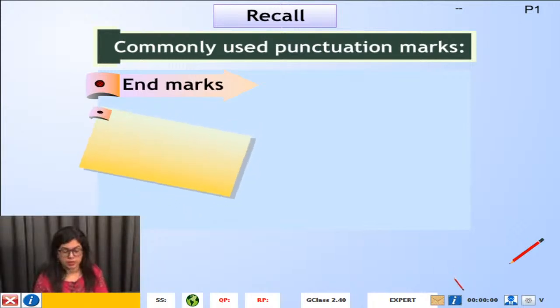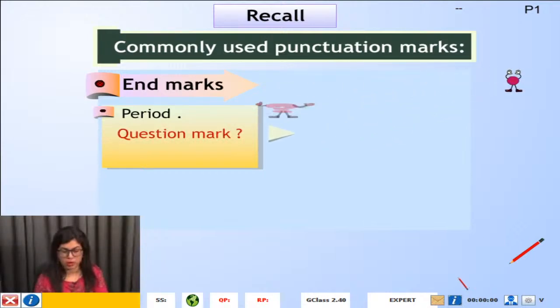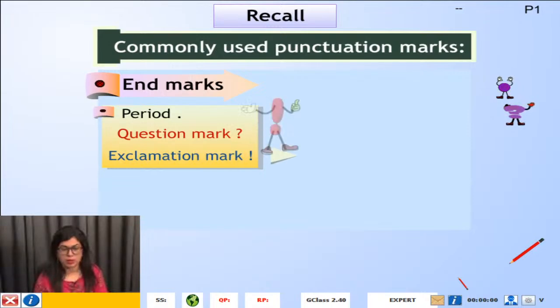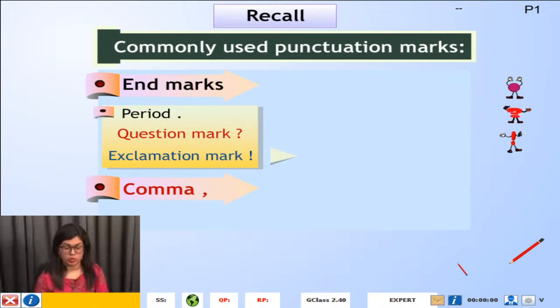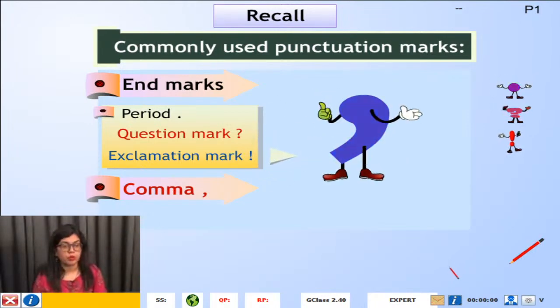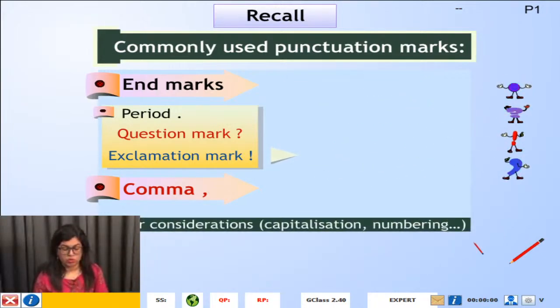End marks: period, that is full stop, question mark, exclamatory mark or exclamation mark, comma. So these are some end marks. Other considerations: capitalization and numbering. Capitalization and numbering are also important. Like when we begin a sentence, we always have to begin with a capital letter.